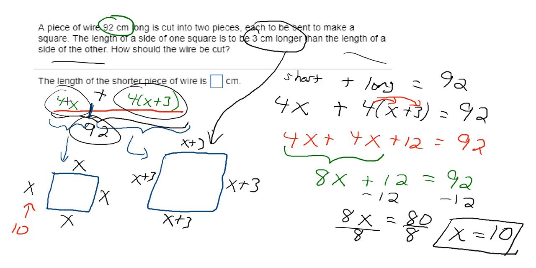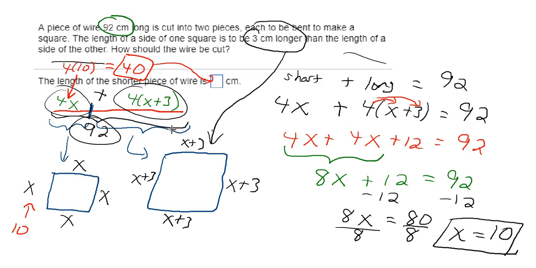So to get the shorter piece of wire, we have to take whatever x is equal to, which is 10, and plug that in here to find out the length of the shorter piece of wire. And so for the length of the shorter piece of wire, it's going to be 4 times x. In this case, x is equal to 10, so we'll get 4 times 10, which is 40. And that's the answer you want to type in here. So the shorter piece of wire needs to be 40 centimeters.